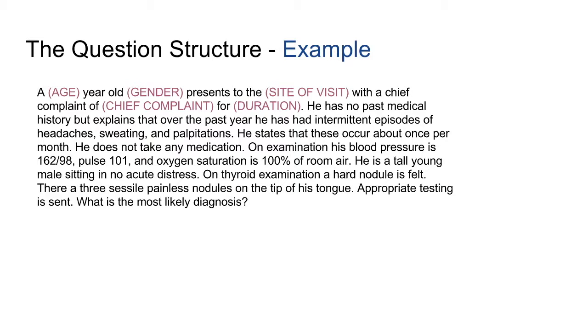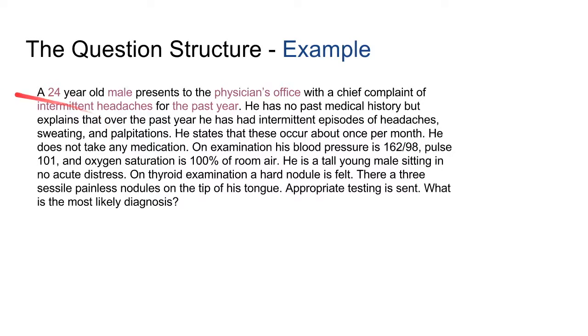So here's a vignette. I'm not going to read it right now, but I want you to just look at it quickly. It looks like a regular old question, but I replaced some of these general words with areas. So the first sentence, we'll replace that with actual things. So a 24-year-old male presents to the physician's office. So age, gender, location, the chief complaint of intermittent headaches, and then duration for the past year. Okay, so that should all kind of be in the first sentence.